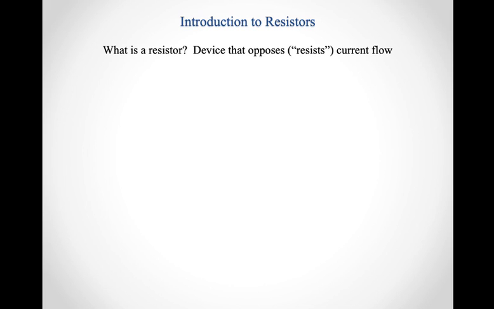The next important circuit element we want to talk about is a resistor. And so again, let's start by coming up with a pretty basic definition for what a resistor is. Well, fundamentally, a resistor is a device that opposes current flow. So it's going to resist how much current can flow through it.